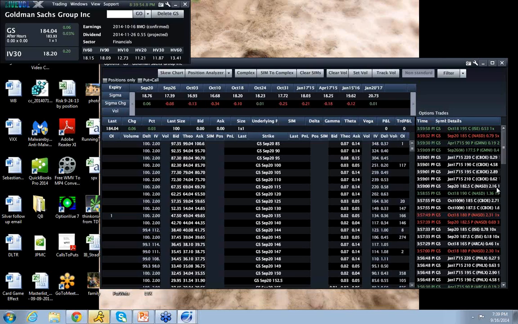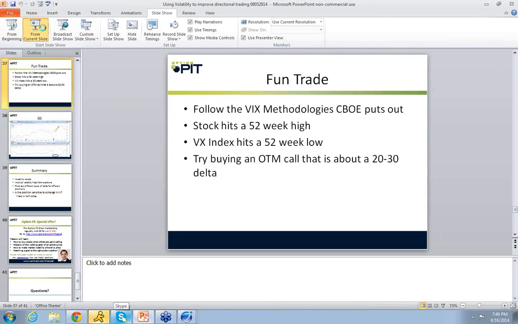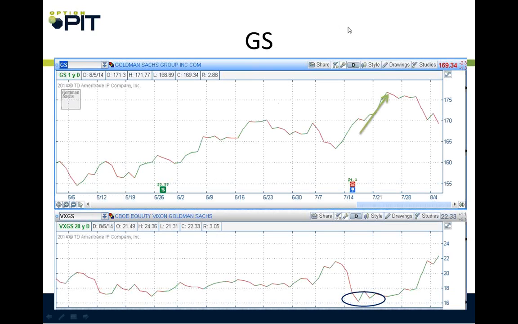I bought 30 delta calls on HD recently. Was the correct soft delta versus hard? Well, what was the volatility doing in Home Depot? What is the average length of time for a trade? Usually I'll be in for 30 days. So this is the last time we did that Goldman trade. I just wanted to show you that.